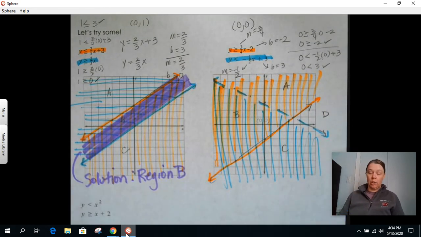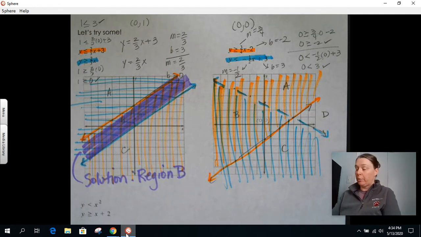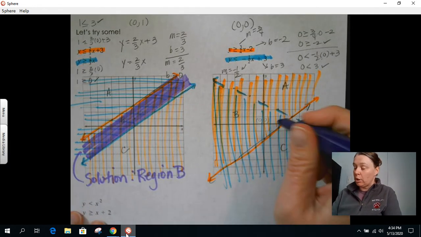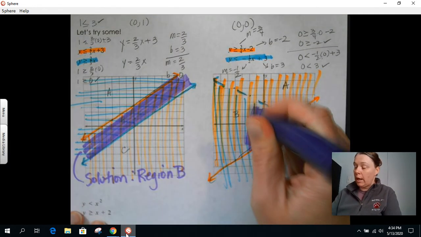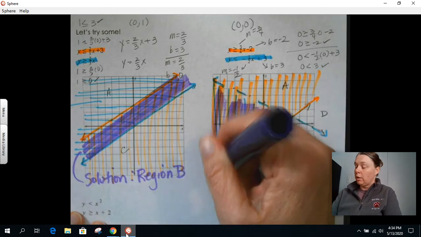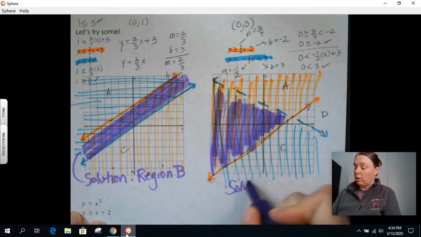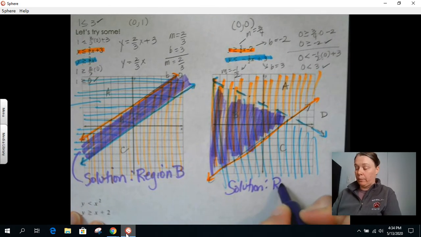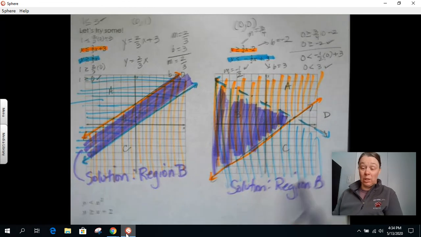Okay, our solution is the overlap, right? Which is where I have the orange and the blue. So hopefully you guys said for your solution that your region was B. If you didn't, that's what you should have said.